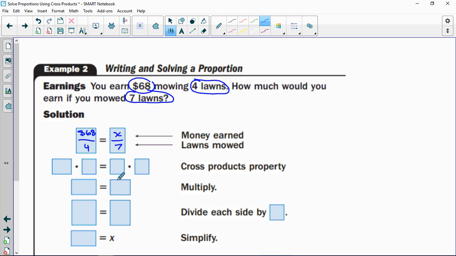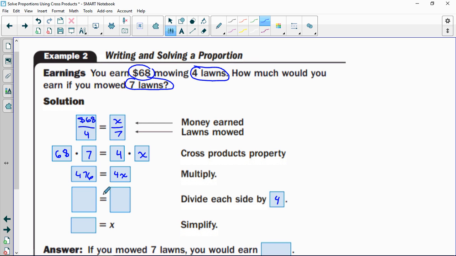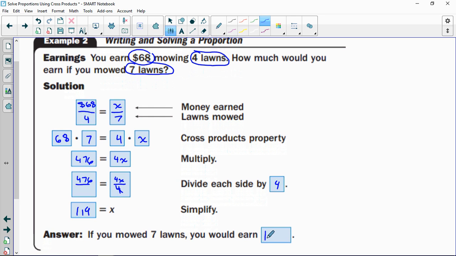7 lawns. So the cross product property says that 68 times 7 will be the same thing as 4 times x. 4x equals 68 times 7, which is 476. So I'll divide by 4 to get my answer. Sorry, dividing by 4. And I get 119. So if I mowed 7 lawns, I would earn $119.